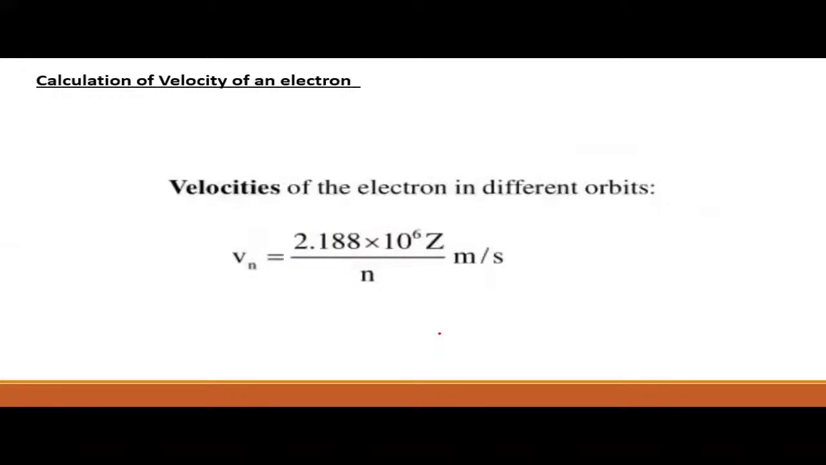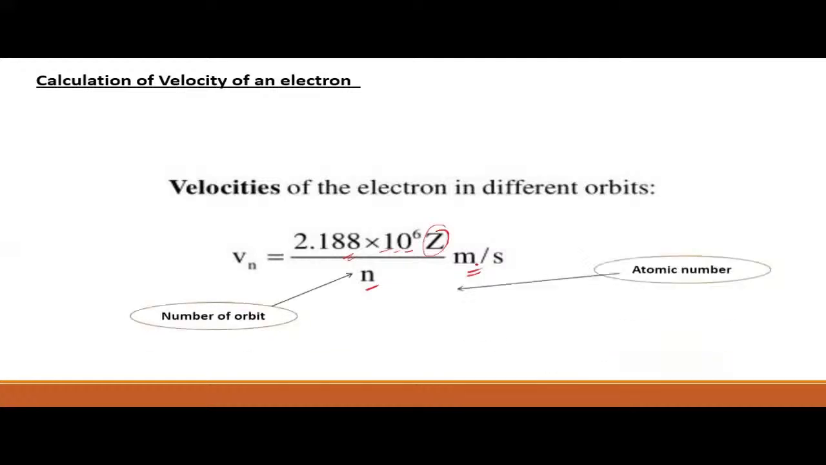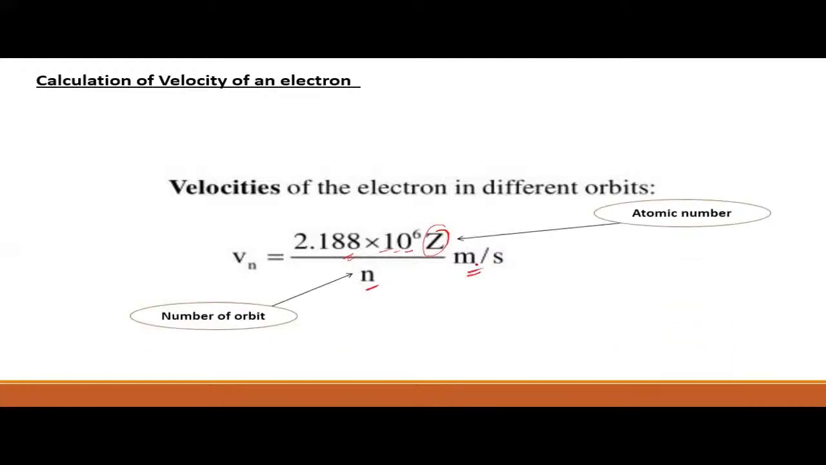Velocity of the electron in different orbits will be calculated as Vn = 2.188 × 10^6 Z/n meter per second. Here n is the number of the orbit and Z is the atomic number. So these are the formulas by which we can calculate the energy, radius and velocity of the electron.